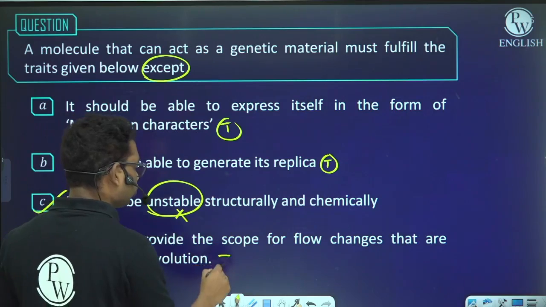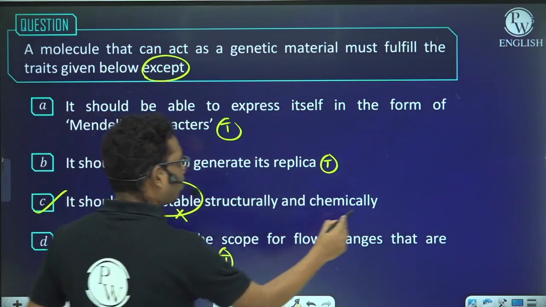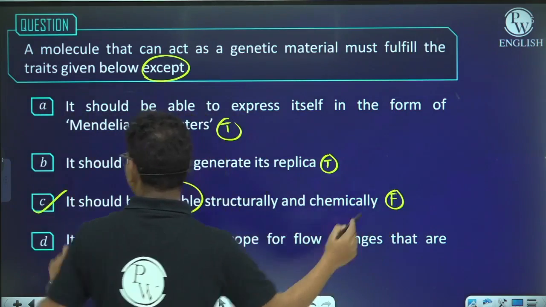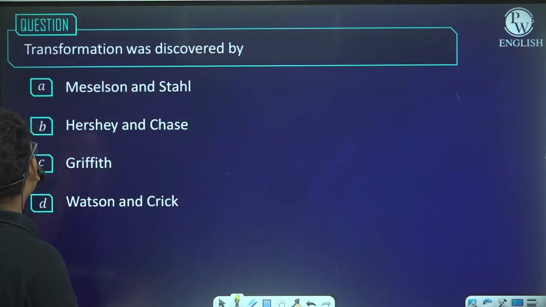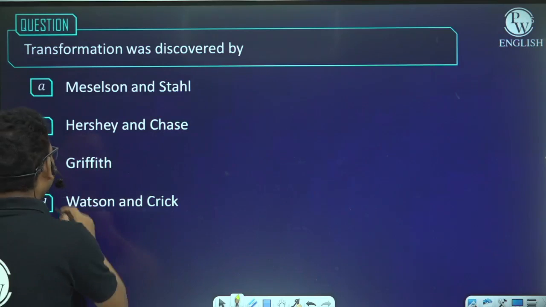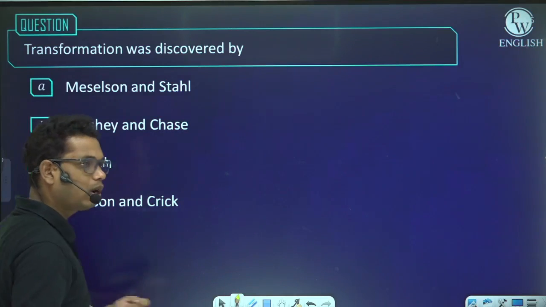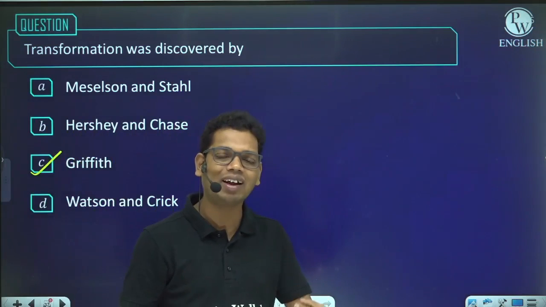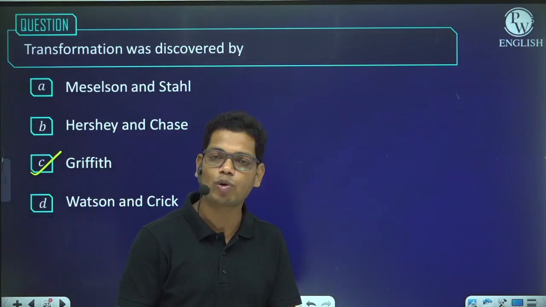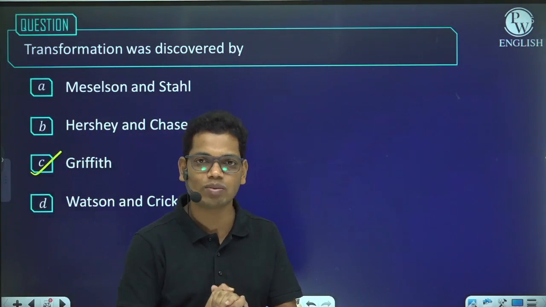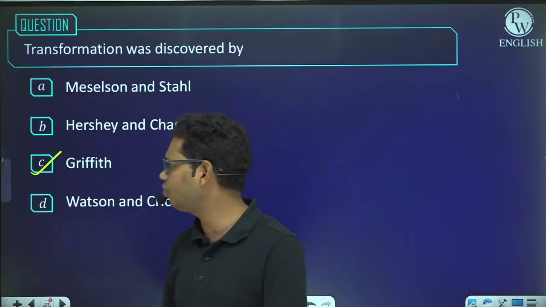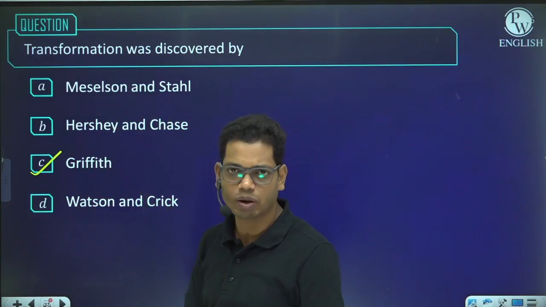Yes, this is also a true statement, and this is an incorrect statement. This is a false statement. So the answer is C. Next, transformation was discovered by whom? It was Griffith, who performed his experiment in mice, and he used the bacteria Streptococcus pneumoniae or Pneumococcus pneumoniae, and he performed the transformation experiment. Okay, why?